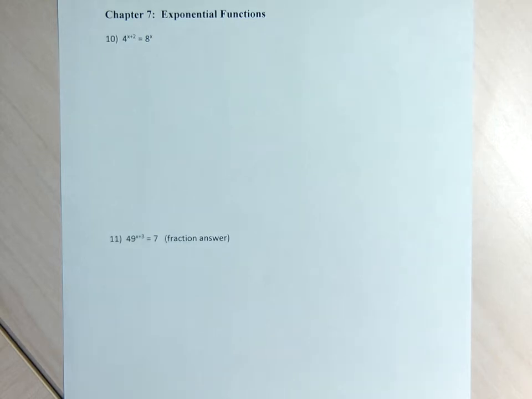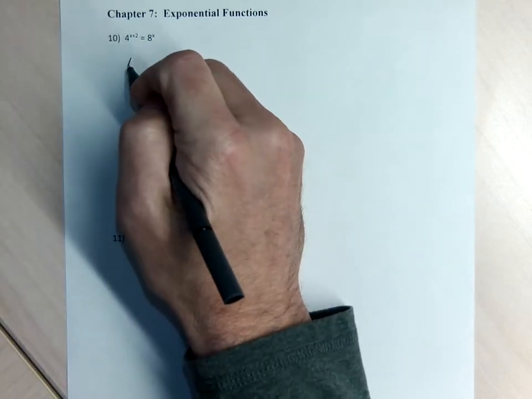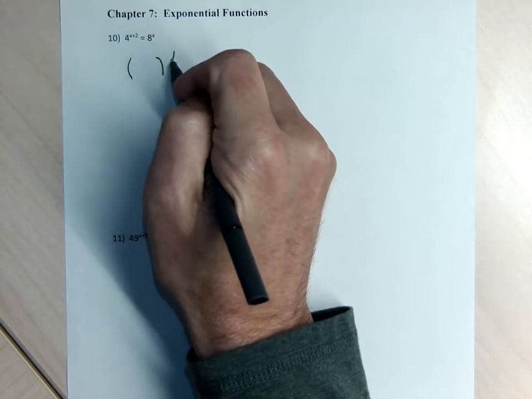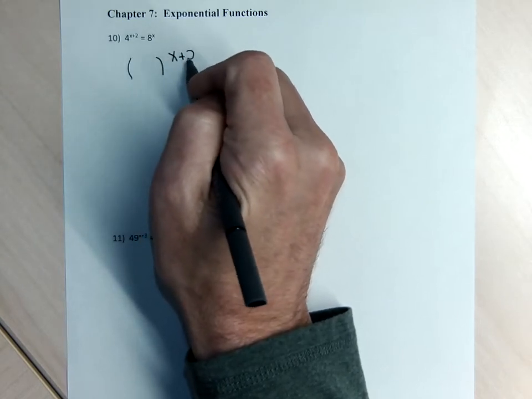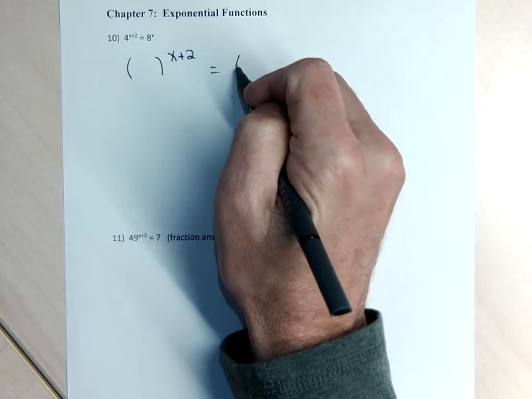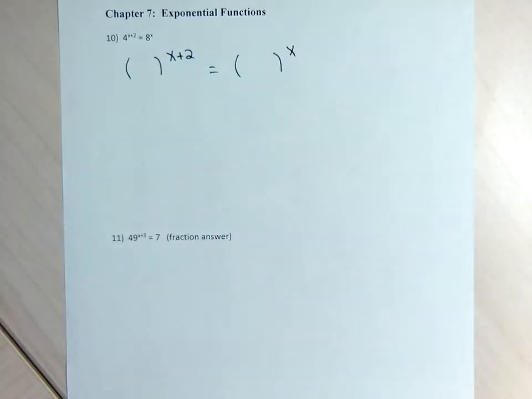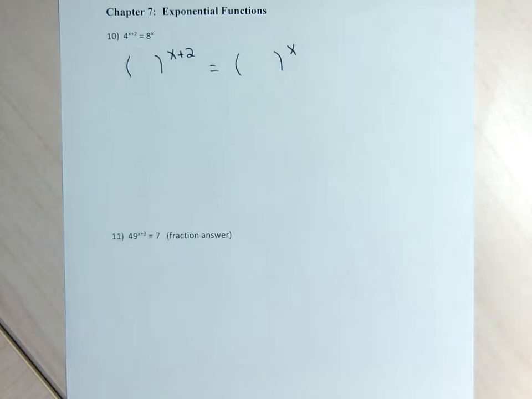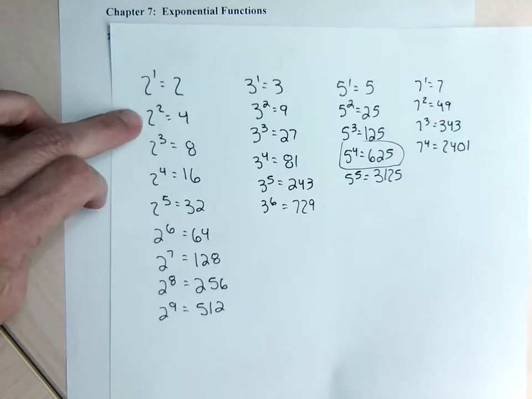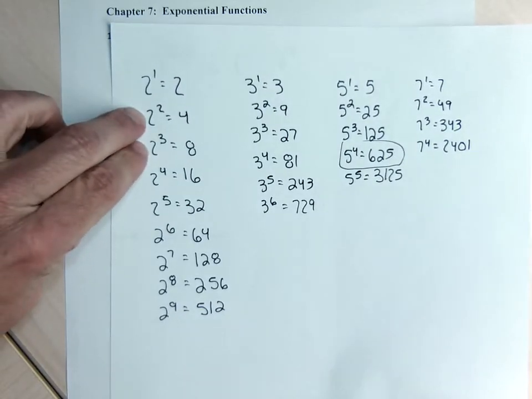So part 2, it's continuing just doing solving equations for x. And in number 10, both the 4 and the 8 are going to need prime factor trees, and they already have exponents. So I'm going to put both sides with a parentheses. The 4 I'm going to replace with 2 squared. The 8 I'm going to replace with 2 cubed.